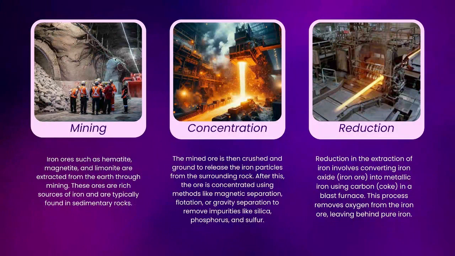So the next one is the concentration. The mined ore is then crushed and ground to release the iron particles from the surrounding rock. After this, the ore is concentrated using methods like magnetic separation, flotation, or gravity separation to remove impurities like silica, phosphorus, and sulfur. So the last one is the reduction. Reduction in the extraction of iron involves converting iron oxide, or the iron ore, into metallic iron using carbon or coke in a blast furnace. This process removes oxygen from the iron ore, leaving behind pure iron.